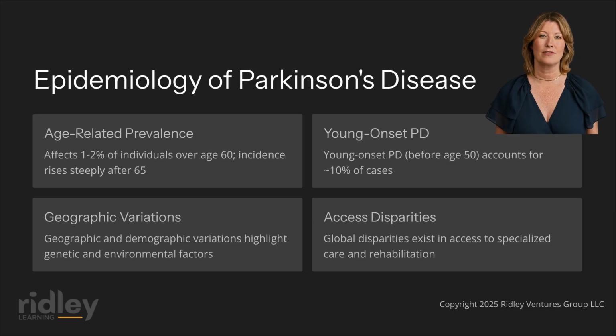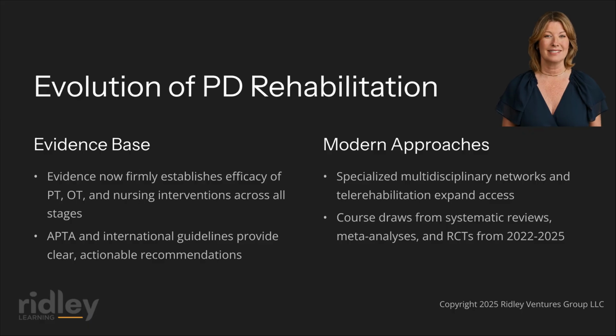Geographic and demographic variations in disease prevalence highlight the importance of understanding both genetic and environmental risk factors, while also underscoring global disparities in access to specialized care and rehabilitation services. The landscape of Parkinson's disease rehabilitation has undergone remarkable transformation in recent years, driven by an expanding evidence base that firmly establishes the efficacy of physical therapy, occupational therapy, and nursing interventions across all disease stages.